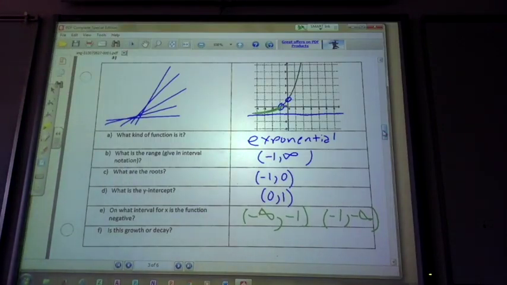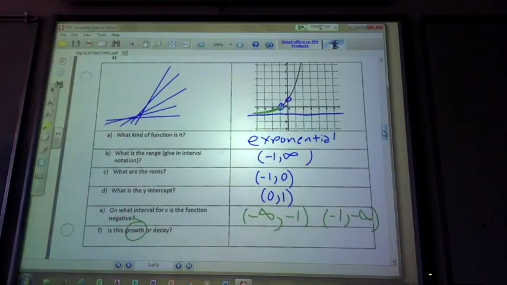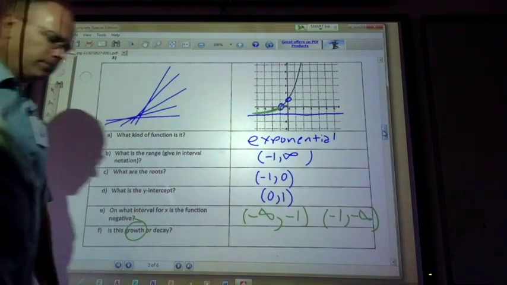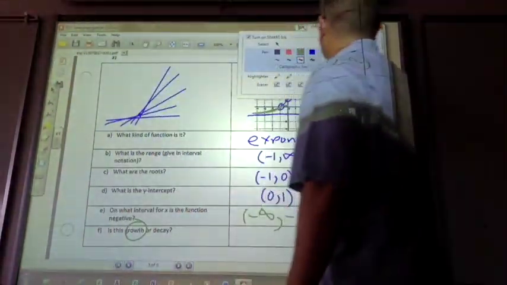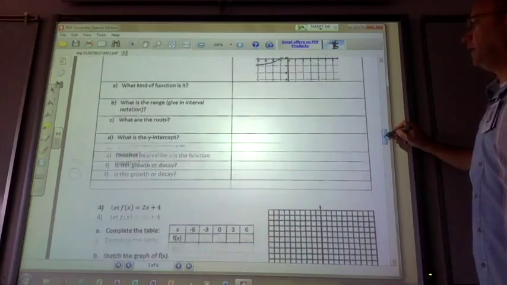Growth or decay? Growth. It's growth. Cool. So that's how we do that problem. Feel okay? Can I clear it? All right. Let's move on down.